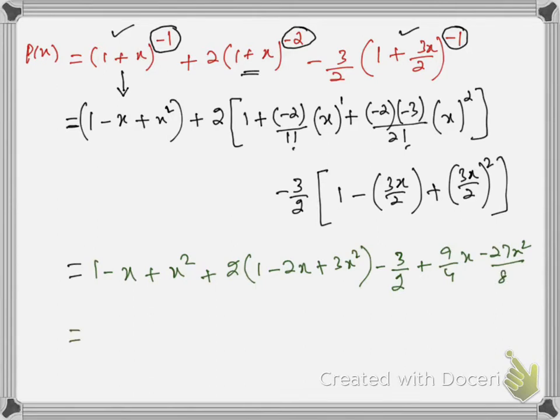Now the final answer of p(x) will be 3 upon 2 minus 11 upon 4 x plus 29 upon 8 x square. That's the final answer of this question.